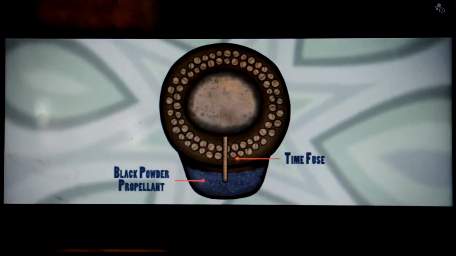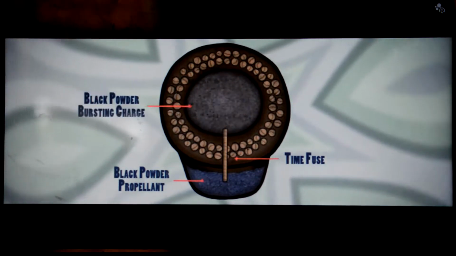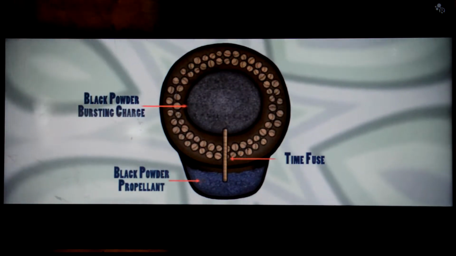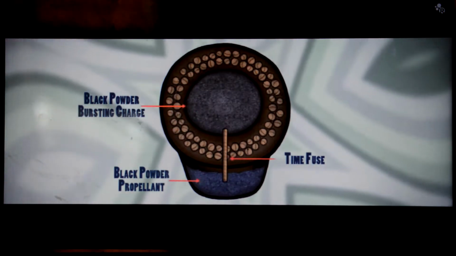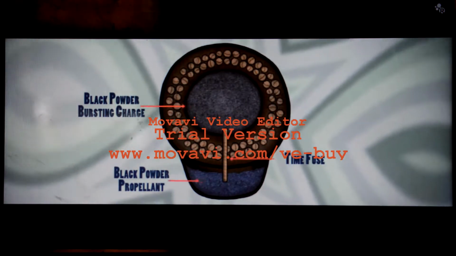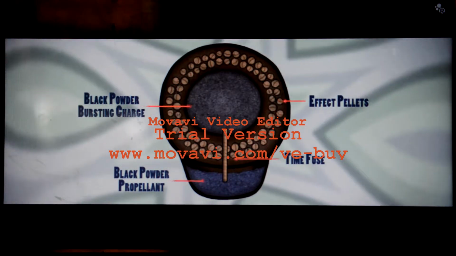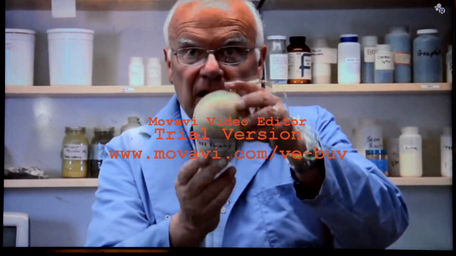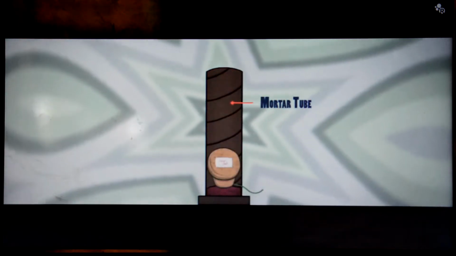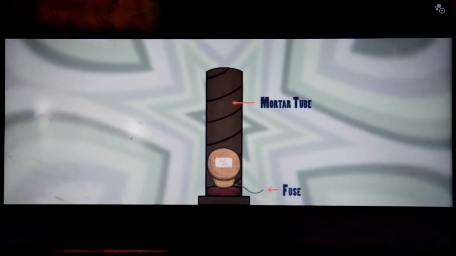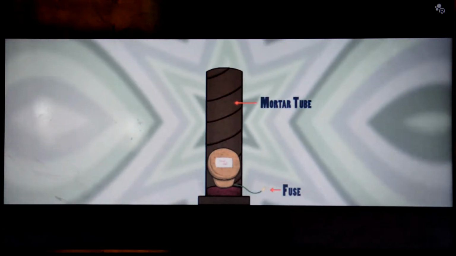The inside of the sphere itself has a black powder bursting charge, and then a number of little green pea to marble-sized pellets of chemical mixture that will produce different colors, different visual effects when the shell bursts open. So this device is placed in a mortar tube. A fuse, or if it's going to be electrically fired, a wire, extends out of the mortar tube.